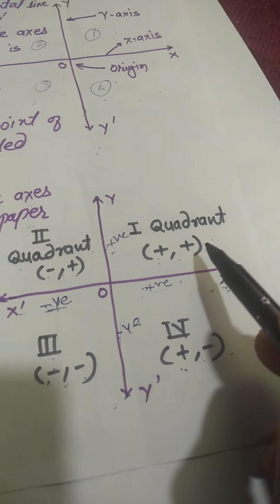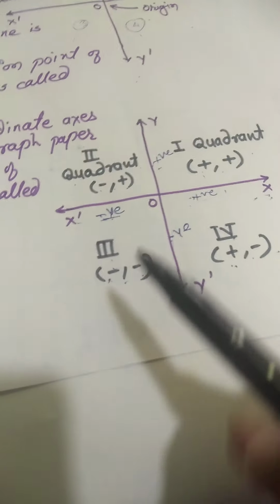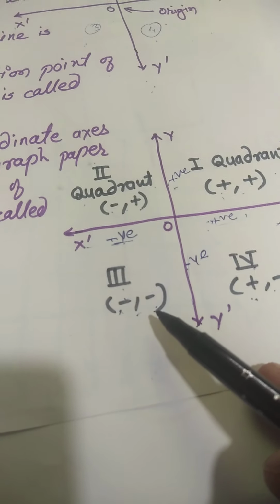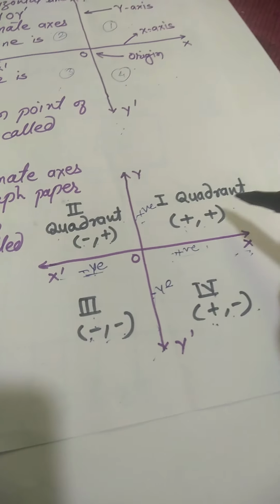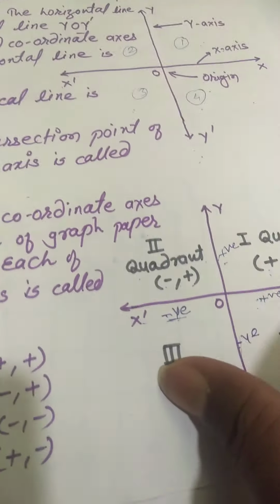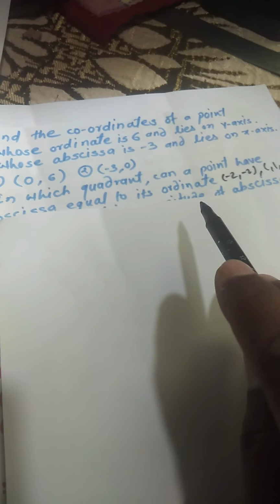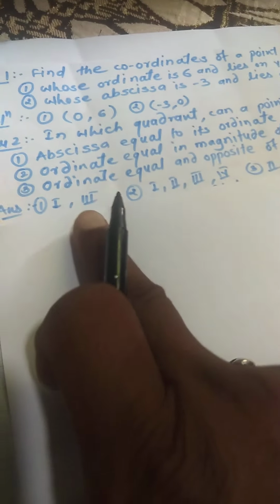In the first quadrant both coordinates are positive, and in the third quadrant both coordinates are negative. This I explained in the previous video. So using this, see the example here: -2 comma -2, 1 comma 1, because abscissa equals its ordinate, both are equal. So in which quadrant will the point lie? First quadrant and third quadrant. See, the answer is there: first quadrant and third quadrant.